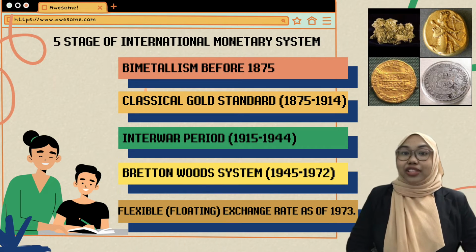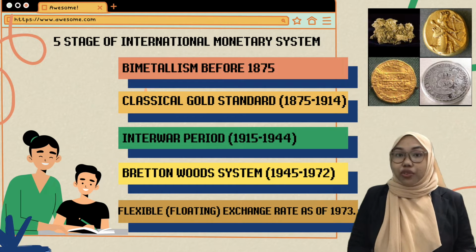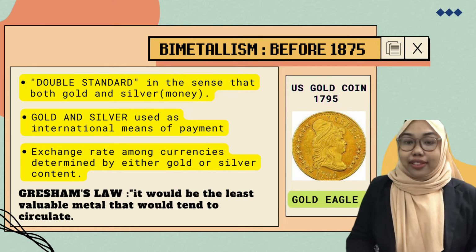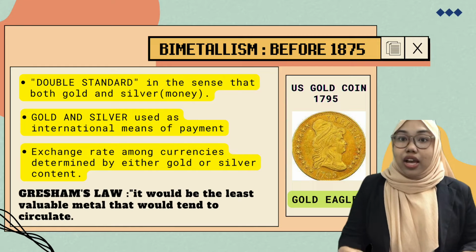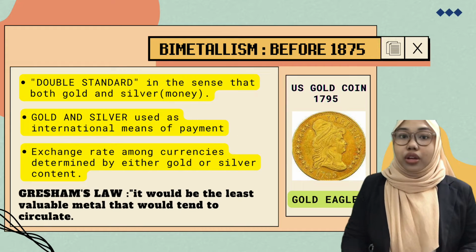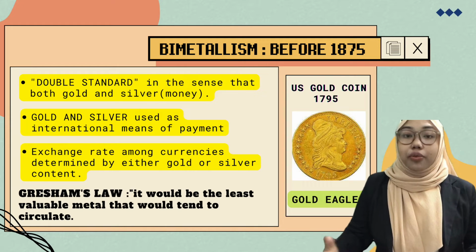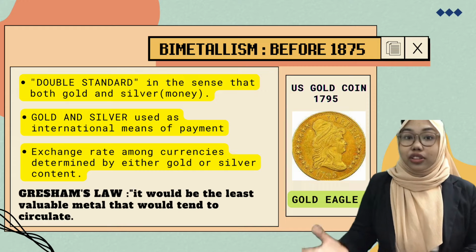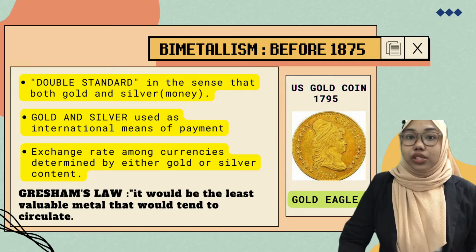There are 5 stages of the international monetary system. First is bimetallism before 1875, second classical gold standard, third interwar period, fourth Bretton Woods system, and the last is flexible floating exchange rates. Let's start with bimetallism before 1875. It is a double standard in the sense that both gold and silver are used as money. Some countries use gold, some use silver, and some use both. Gold and silver are used as international means of payment. Exchange rates among currencies are determined by either gold or silver content. Based on Gresham's law, it is the least valuable metal that tends to circulate.